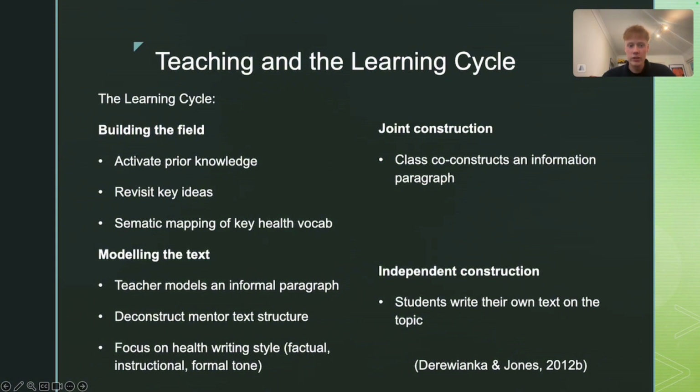The joint construction stage of the learning cycle is where the class co-constructs an informational paragraph. This is where the teacher and the class work together to create a paragraph as a reference for the students to use. The final stage, independent construction, is when the students independently write their own text on the topic.